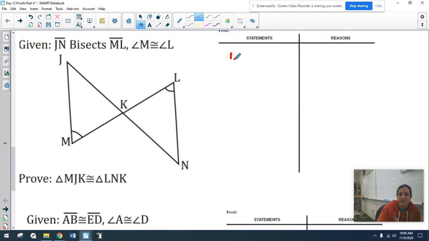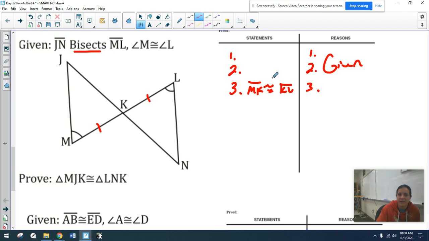I've got 2 givens. Okay, mark them. So JN bisects ML. So if you have JN cuts ML in half, that can be a next step. So since it bisects it, that means MK is congruent to KL. Okay, and the reason why we knew that is because it was bisected. So this is a definition of a segment bisector.